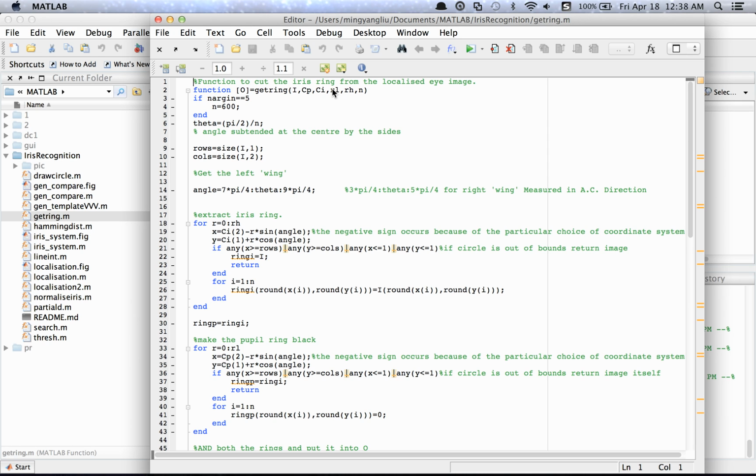And we need to pay attention that the origin of coordinates is at the top left corner, and the positive x axis points vertically downward, and the positive y axis points horizontally to the right. So the output is an image with the circle.